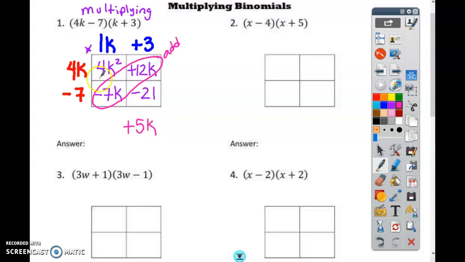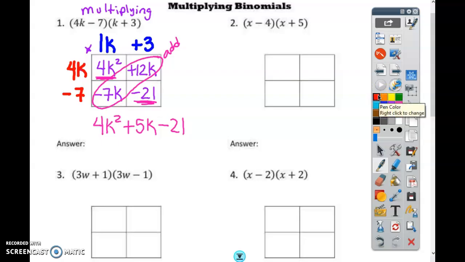Okay? The other two, this one and this one, just come down. So this goes in the front, 4k squared, and this one goes at the end, minus 21. And that is your answer. If you don't understand it, it's okay. We're going to practice enough of these for you to understand it.